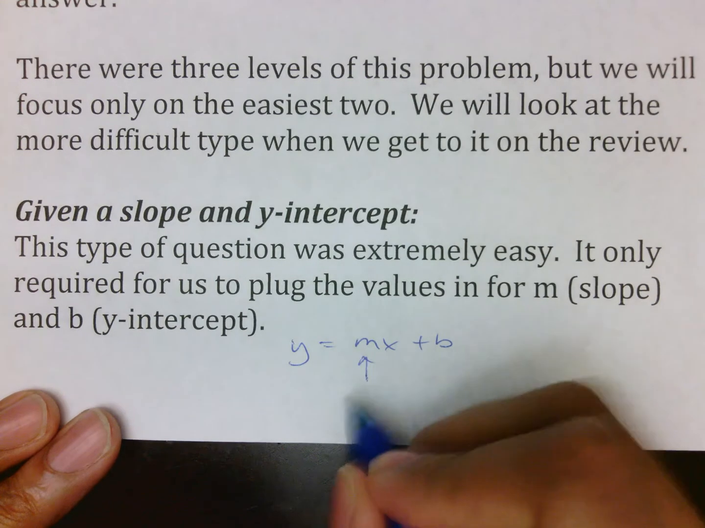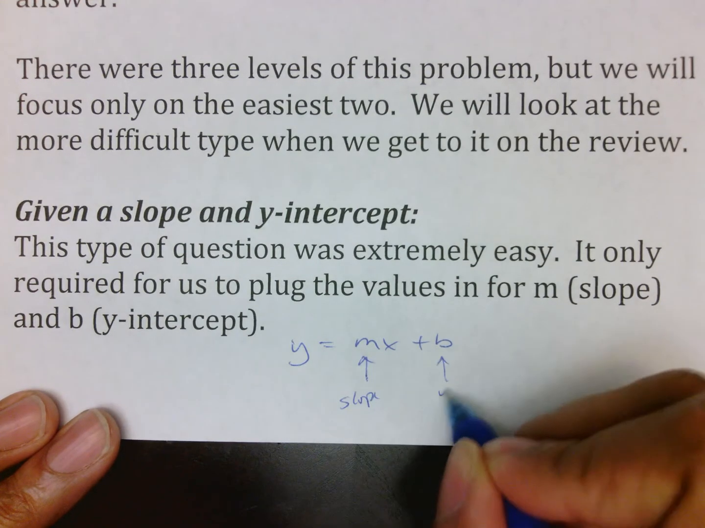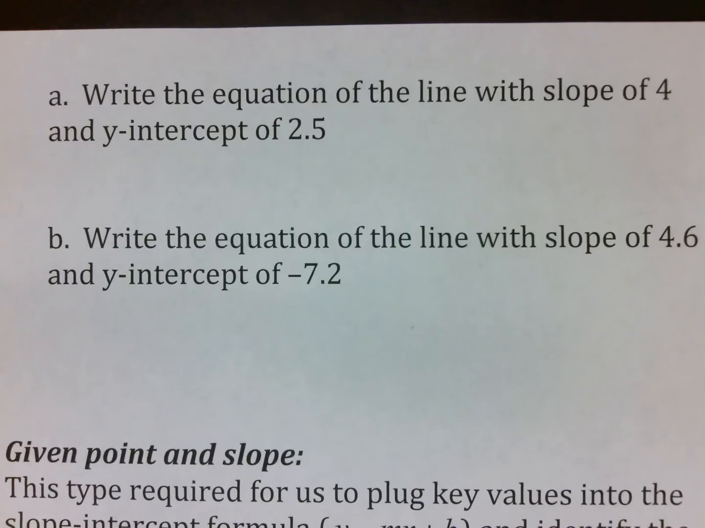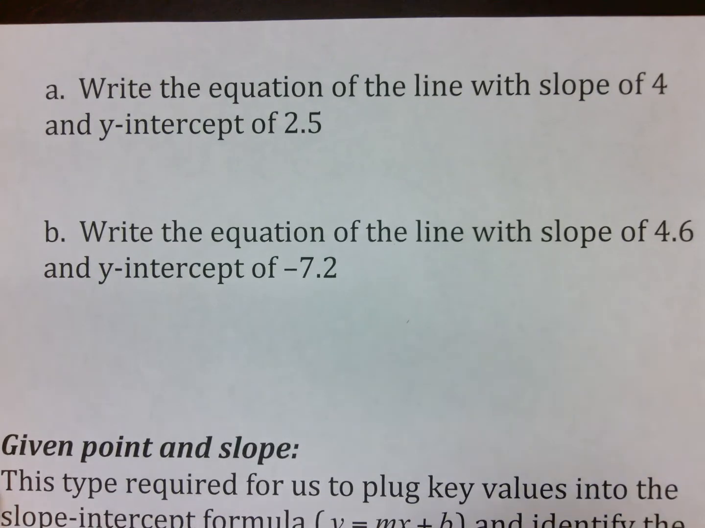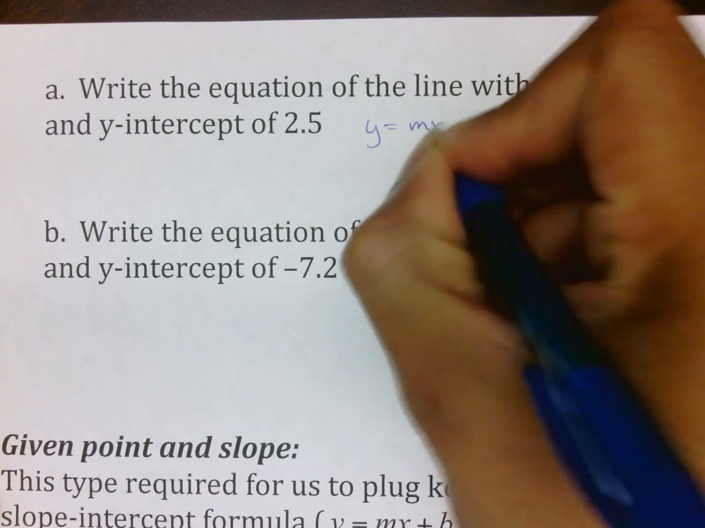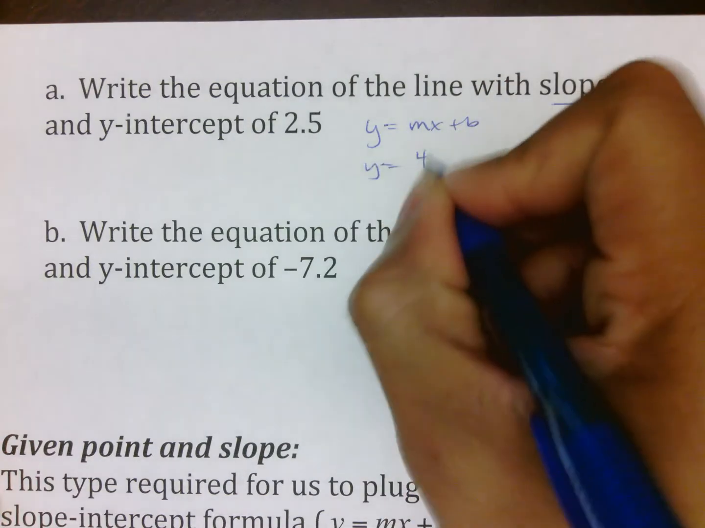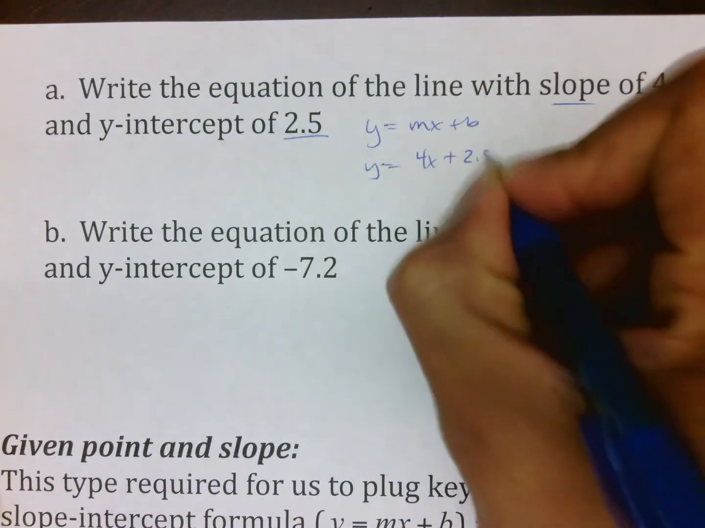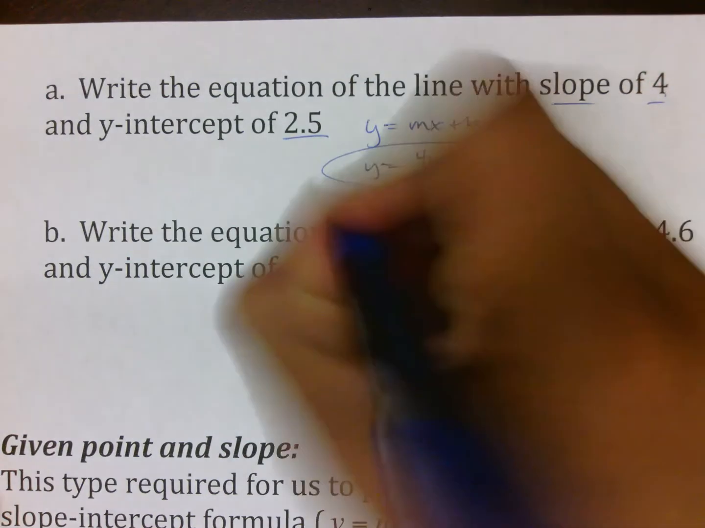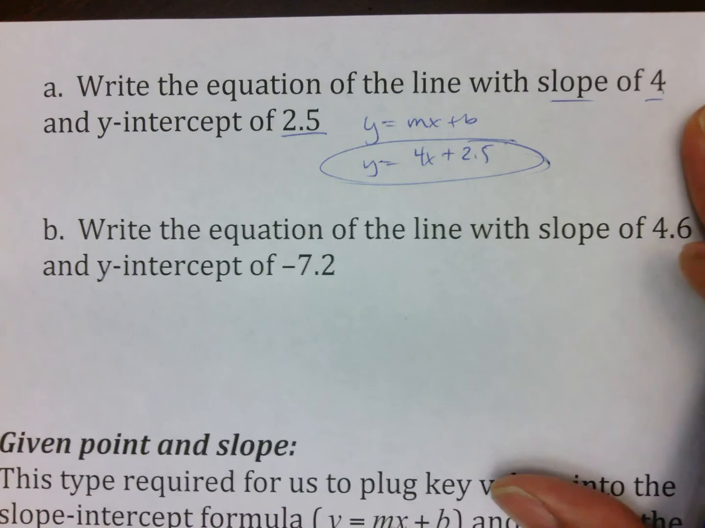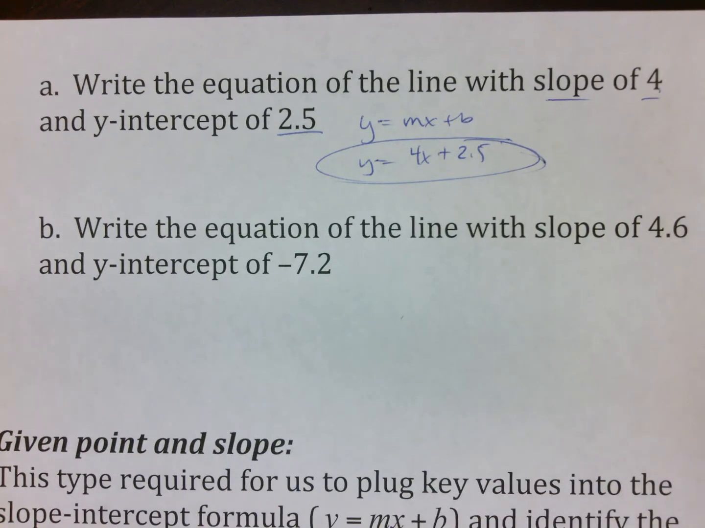Again, this was our slope, and this was our y-intercept. And with that said, it's asking you to write the equation of a line, for example, with a slope of 4 and a y-intercept of 2.5. Again, if you're using y equals mx plus b, you simply put 4 in for your slope, and you put 2.5 in for your y-intercept, and that's how easy it was. You just put those 2 numbers in, and it was over. So it made it a very easy question, but you have to make sure you know what goes where.